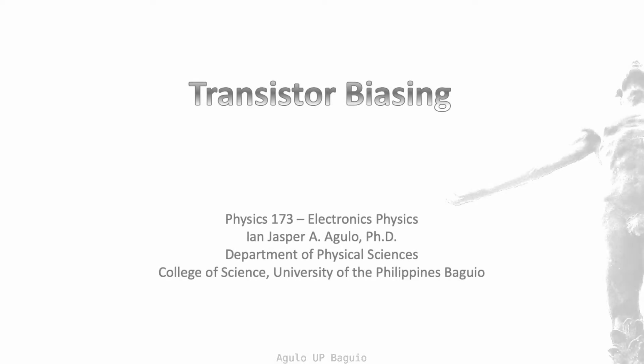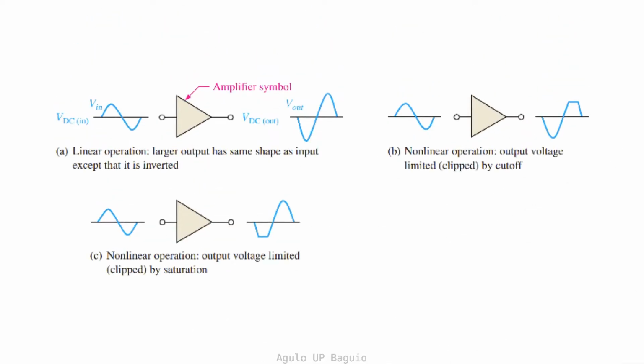In this video, we'll talk about how to bias a circuit with a transistor and analyze such circuits in order to obtain the operating point of the transistor amplifier. The simplest type of biasing that is applied to transistor circuits is the DC biasing. Biasing establishes the operating point or Q point for proper linear operation of the transistor circuit.